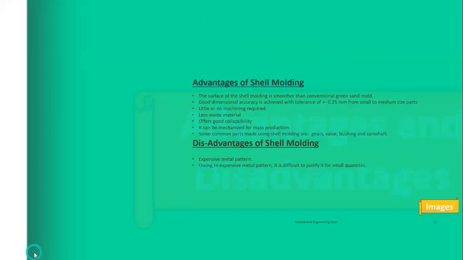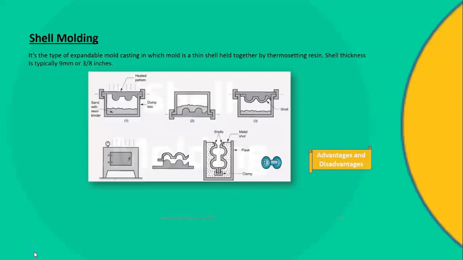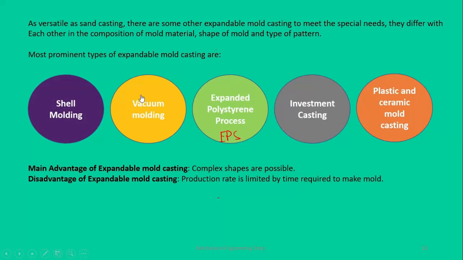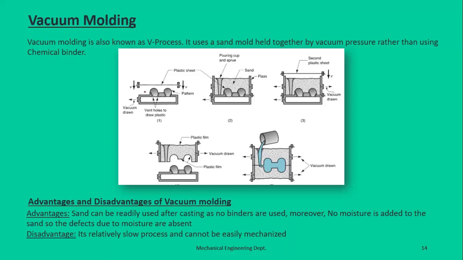Then the second type of expandable mold casting is the vacuum molding. It is also known as the V process. It was developed in the 1970s in Japan. One of the unique things about this kind of molding process or casting process is that instead of using binders in the mold sand or the mold material, it uses the vacuum to keep the mold intact.